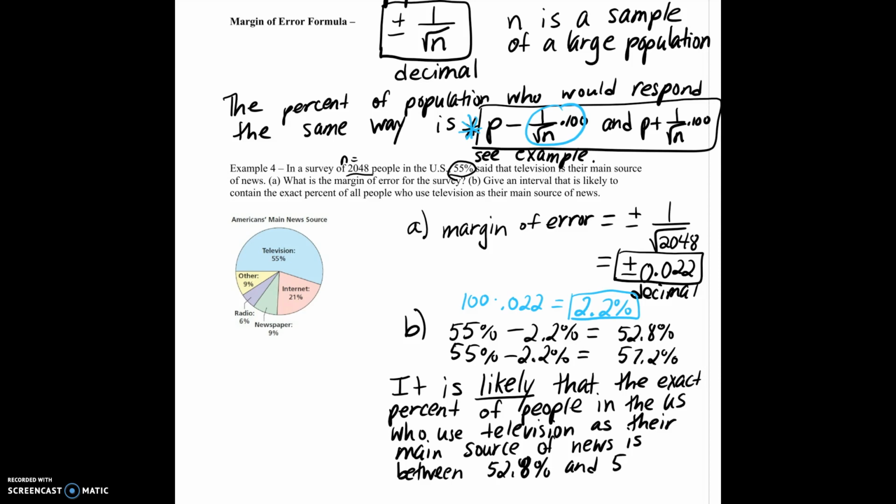and 57.2%. So we only surveyed 2,048 people, but we're making a conclusion about the entire population of the United States based off of that margin of error. So it's likely the exact percent of people in the U.S. who use television as their main source of news is between the 52.8% and the 57.2% based off of that margin of error.